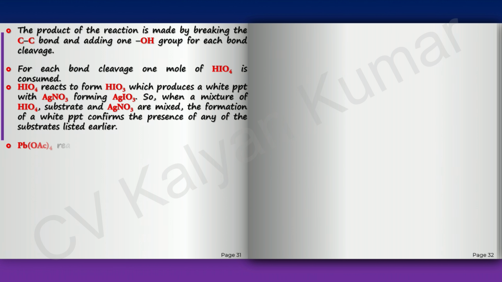Lead tetraacetate oxidizes the other one, itself getting reduced to Pb2+, which produces a black PPT when reacted with H2S. So what I want you to do is, I'll give you reactions, make sure you pause the video, you make them and then see the video.